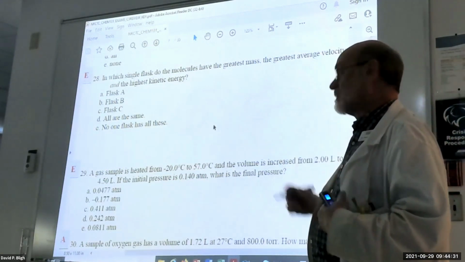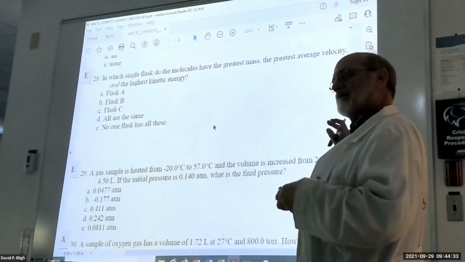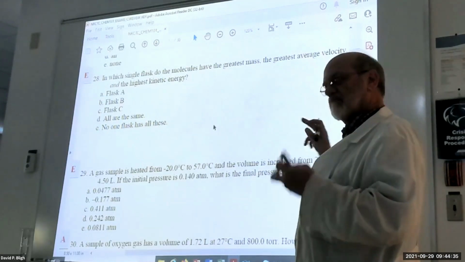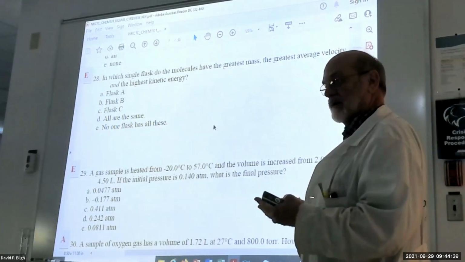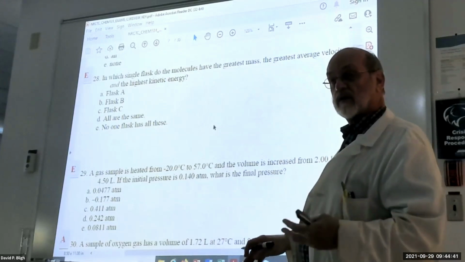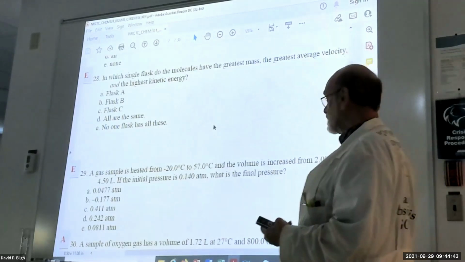What we don't have is a clear-cut 2-variable law to work with. In fact, we've got 3 variables here. So that means you're going to be working with the combined gas law.